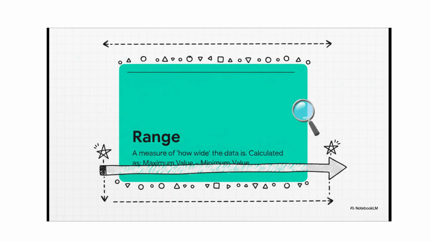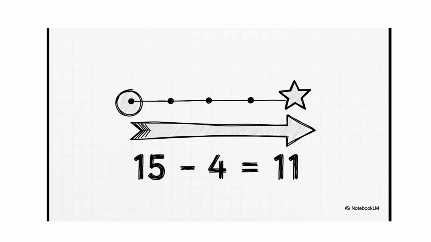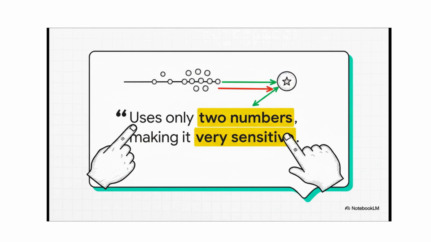And you calculate it just by taking the highest value and subtracting the lowest value. For instance, if your highest number is 15 and your lowest is 4, the range is just 15 minus 4, which is 11. It gives you a really quick at-a-glance idea of the total spread. But just like our friend the mean, the range has that same sensitivity problem. Because it only uses the 2 most extreme points, a single outlier can give you a massively exaggerated idea of how spread out the rest of the data actually is.